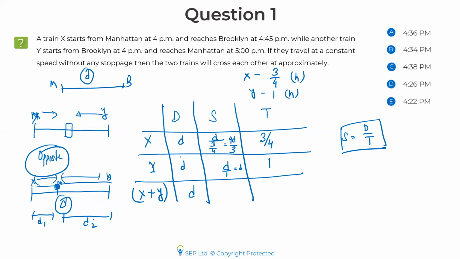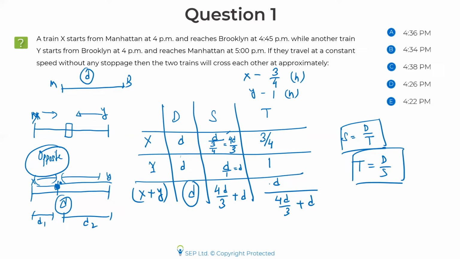So together they will travel the entire distance, right? Now what happens to the relative velocity? The relative velocity gets added when they are in opposite directions. So I know the velocities here, and the relative velocity is going to be 4d by 3 plus d. Now I know the distance in terms of d and I know the speed. Then what will be the time? The formula for time is distance by speed. So what I'll get here is d divided by 4d by 3 plus d, and I need to simplify it.